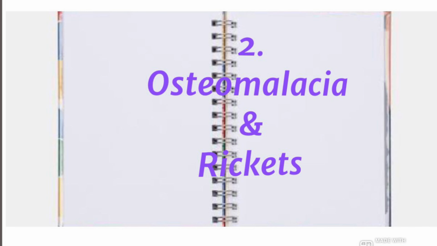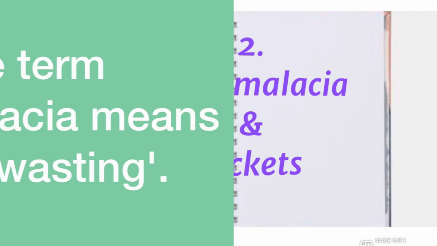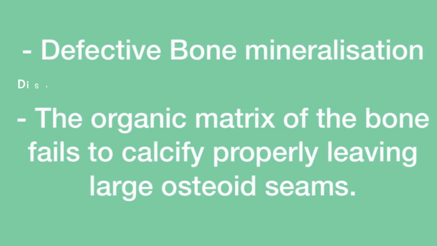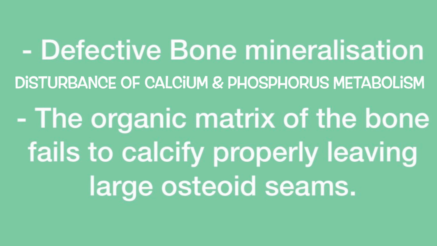Now let's talk about osteomalacia and rickets. The term osteomalacia means bone wasting. Wasting means a part becomes progressively weaker and abnormally thinner and softer. Osteomalacia occurs due to defective bone mineralization. It is associated with disturbances of calcium and phosphorus metabolism. The organic matrix of the bone fails to calcify properly, leaving large osteoid seams.